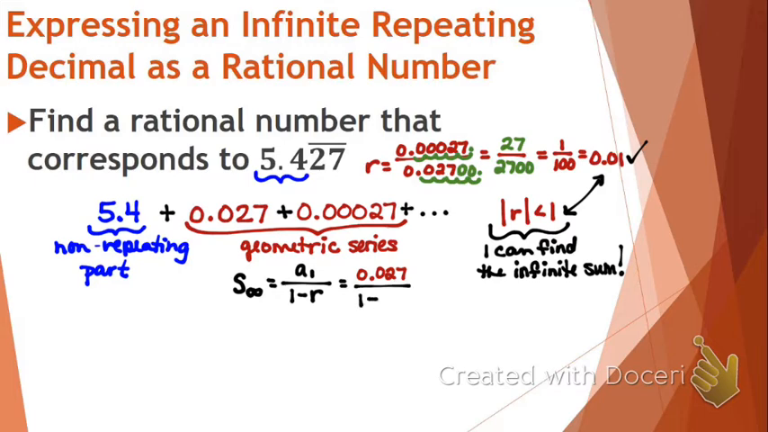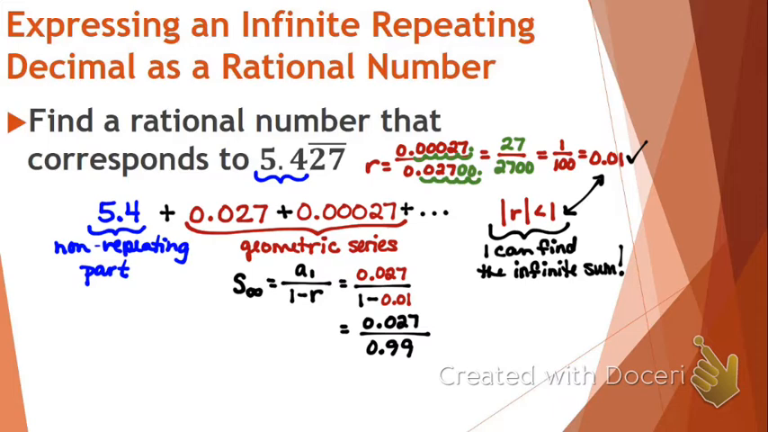Over 1 minus r, what did we say r was? 0.01. What is 1 minus 0.01? 0.99. So I have 0.027 over 0.99. I really don't want a fraction with decimals in it. How can I deal with just whole numbers here?